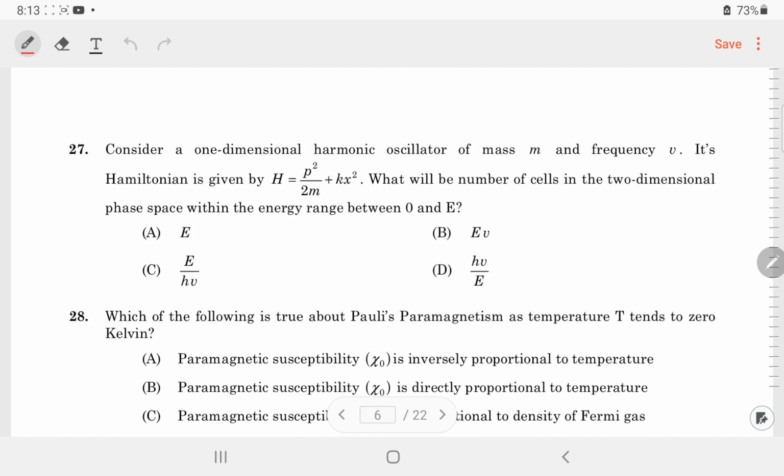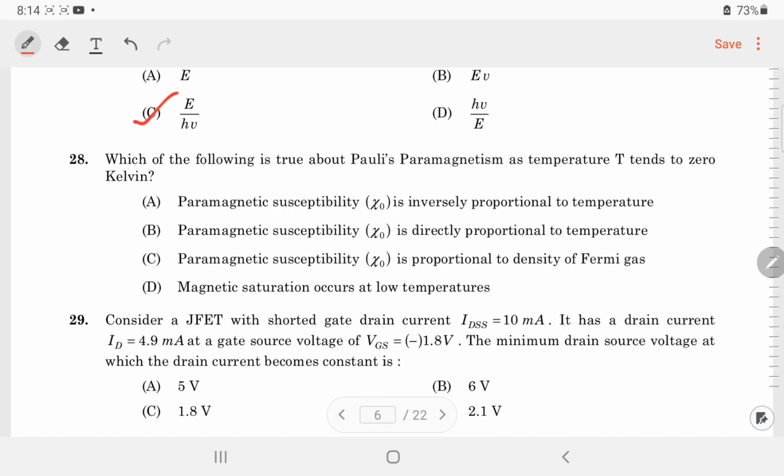Question number 27. Consider a one-dimensional harmonic oscillator of mass m and frequency nu. Its Hamiltonian is given by H is equal to p square by 2m plus k x square. What will be the number of cells in the two-dimensional phase space within the energy range between 0 and E? The answer is option C, that is E by h nu. Next question. Which of the following is true about Pauli's paramagnetism as temperature T tends to 0 Kelvin? The answer is option C, that is paramagnetic susceptibility chi 0 is proportional to density of Fermi gas.